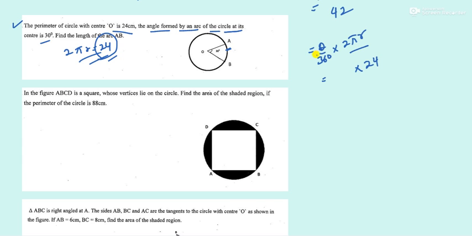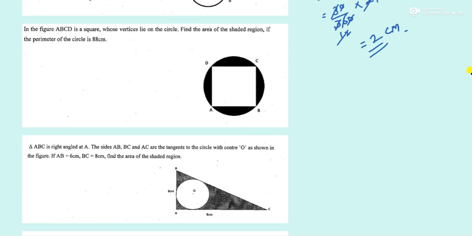Direct substitute. Theta is 30 divided by 360. These two get cancelled. 3 1s are 3, 2 2s are 12, 1s are 12, 2s are. So answer is 2 what? Centimeter, because the other dimension is in centimeter. So this should also be in centimeter. 2 centimeter is the answer. Got it?